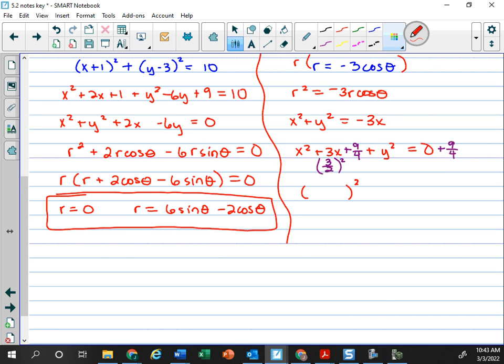What is this parentheses squared going to end up being? It's x. And why'd you say minus? In our notes we did y, but this one is x. Whatever the sign is in front of that b value, that's the sign that's going to be in your parentheses. The 3/2 is right. And then we have plus y squared equals 9/4. What this means then is this is a circle with a center at negative 3/2, 0, and a radius of 3/2.